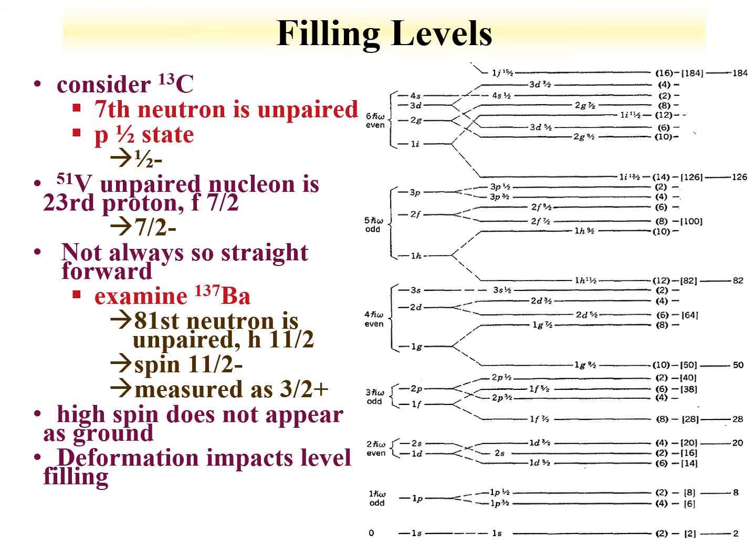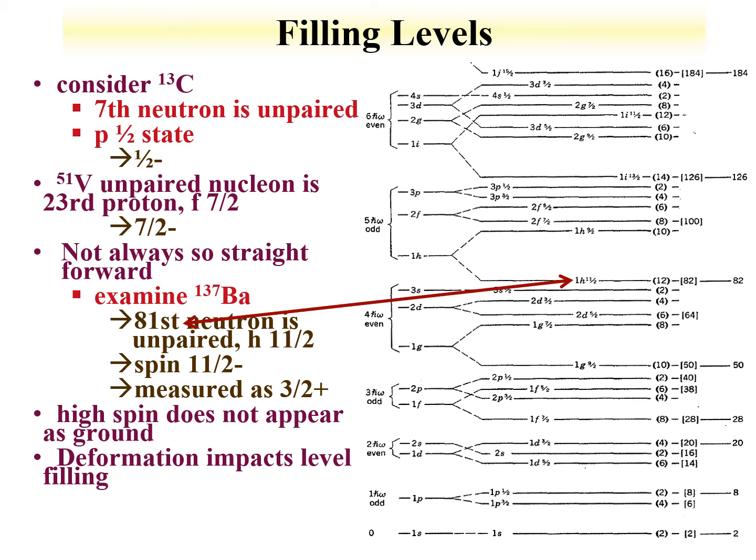The 81st neutron is unpaired in barium-137. That would leave a hole, right, in an almost completely filled 82 nucleons. So 81 is the 1h 11/2 state. That would be 11/2 minus. And if you look at the table of the isotopes for barium-137, you see that it is actually 3/2 plus.